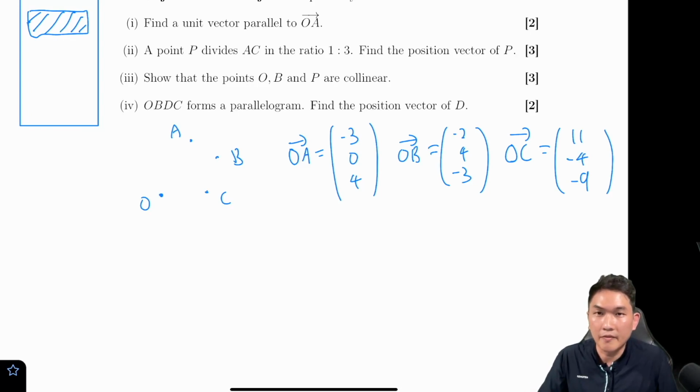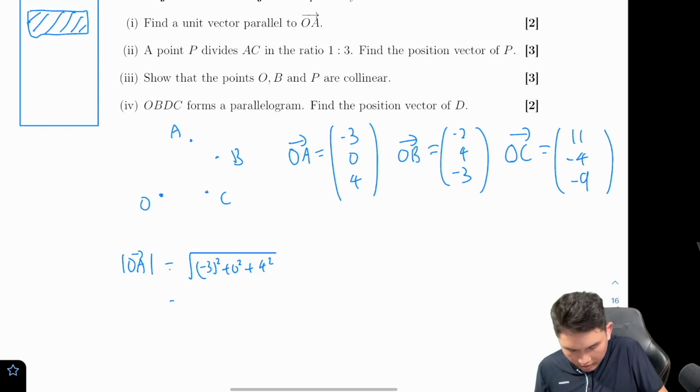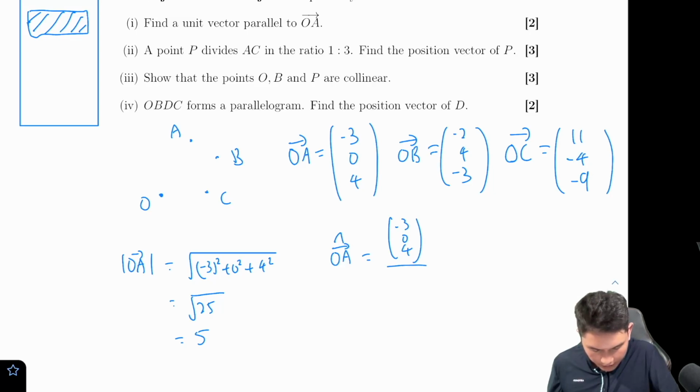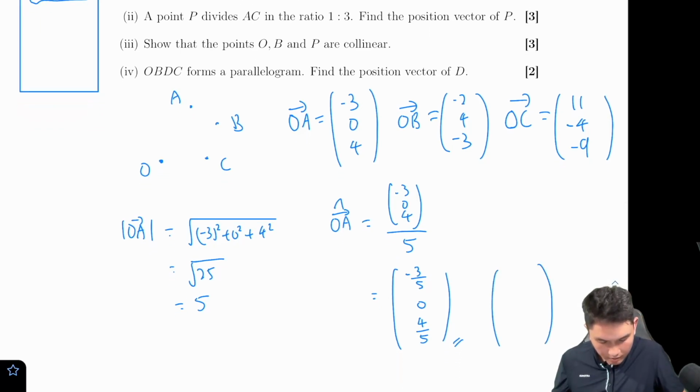Let's look at part 1. Find a unit vector parallel to OA. Magnitude of a vector can be found using Pythagoras' theorem. That would be the square root of 25. I'll just take OA, negative 3, 0, 4, and divide it by 5. So this will be the answer for part 1. Now you can also give the answer to be this over here, which is the negative version of here. Why is this answer accepted?